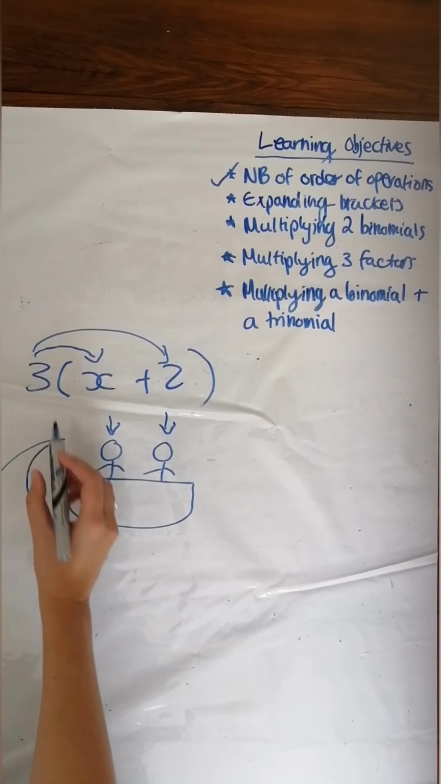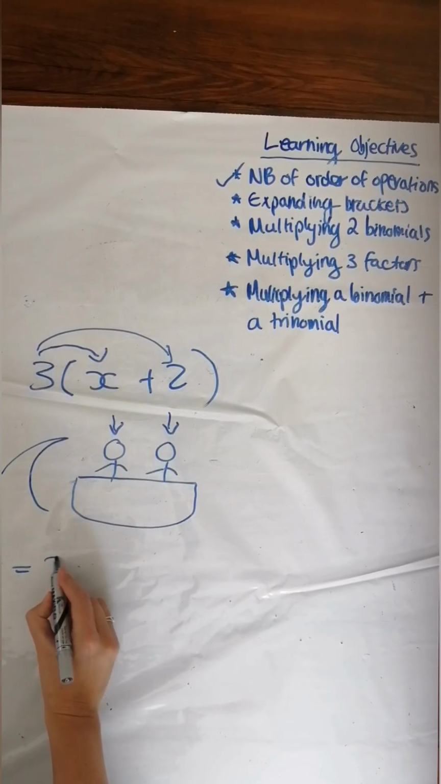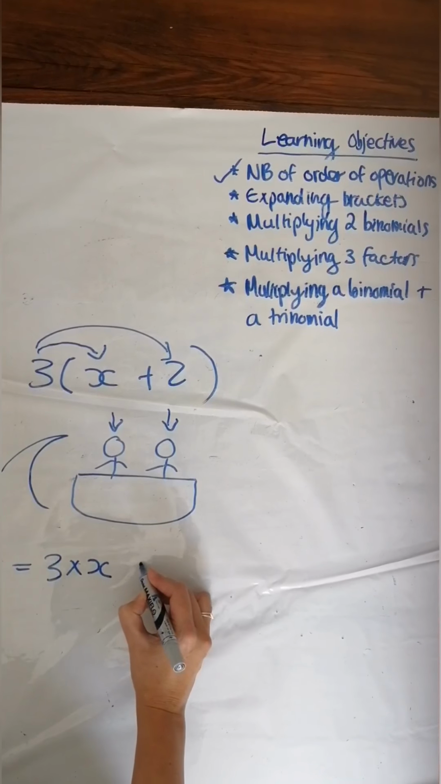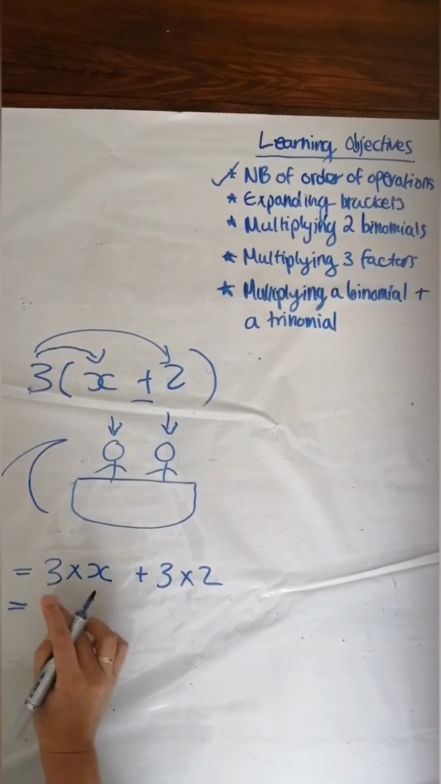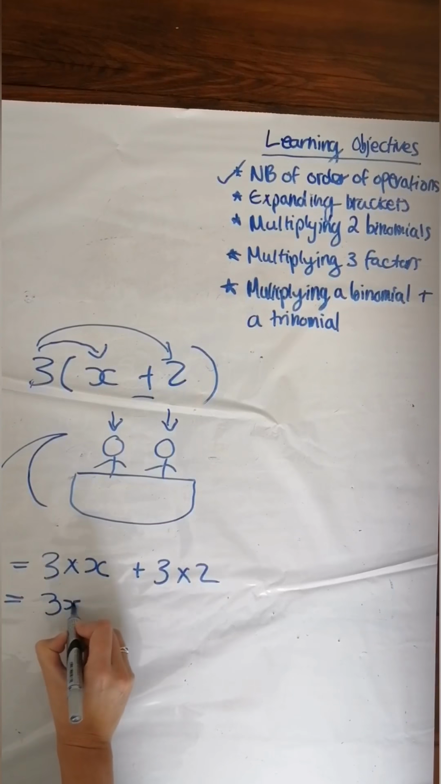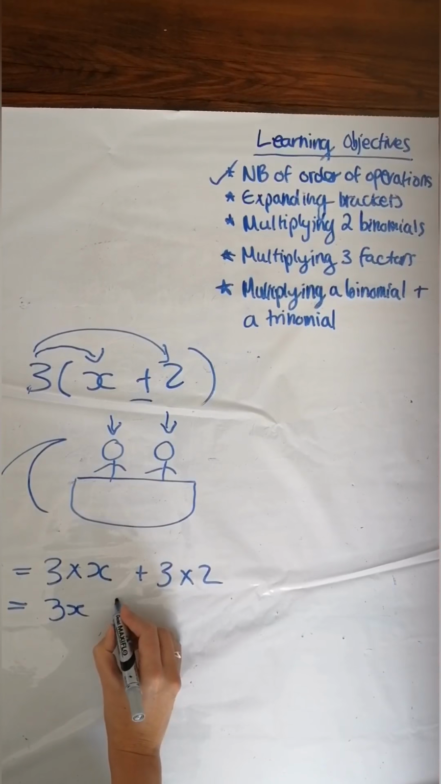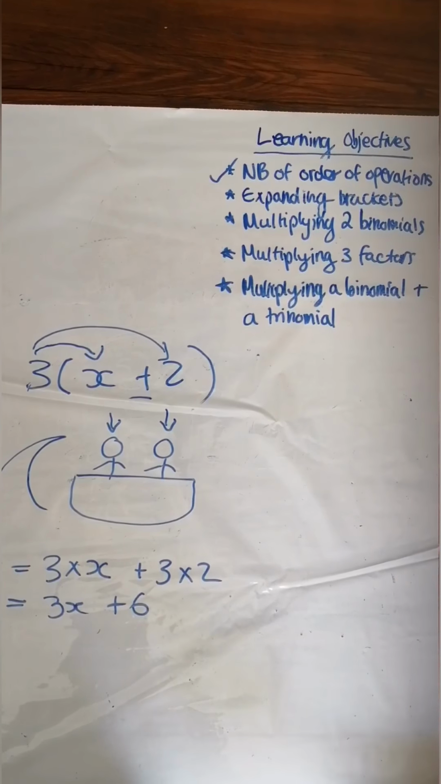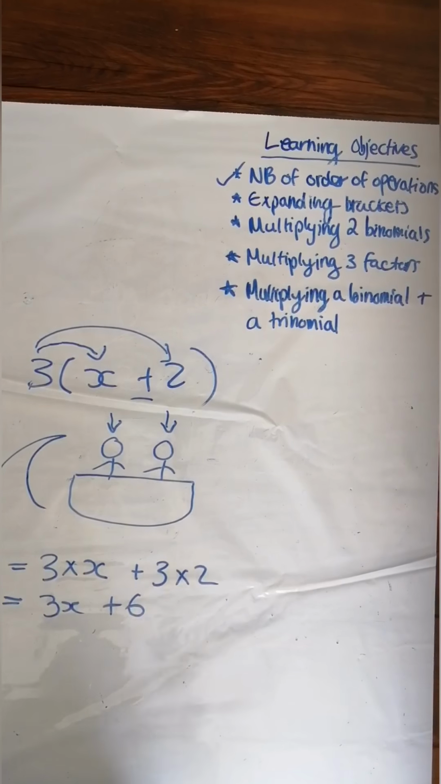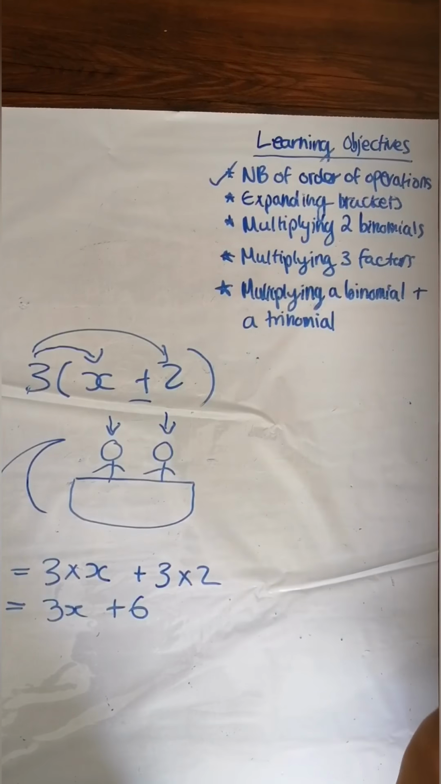So if we work that out, we will have 3 times x plus 3 times 2. 3 times x is just 3x, and 3 times 2 is 6. And there we have it. You have successfully expanded the brackets. The brackets are no longer there. So that is a very simple expanding of brackets.